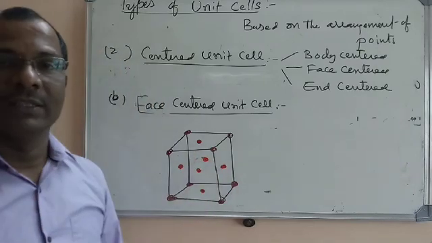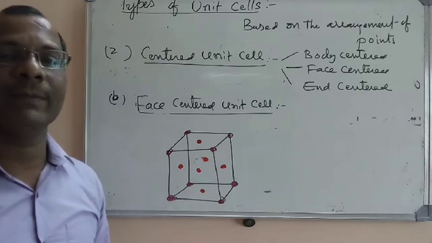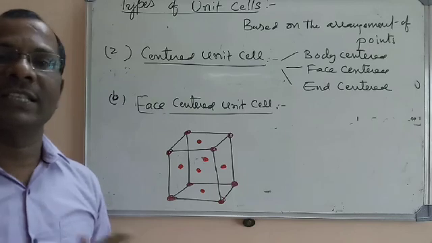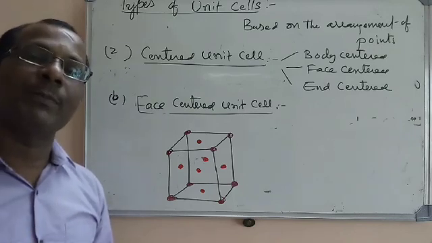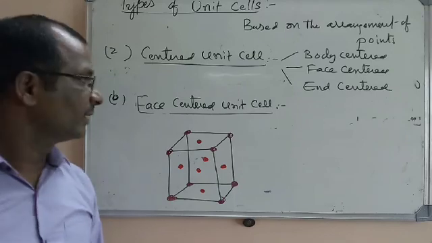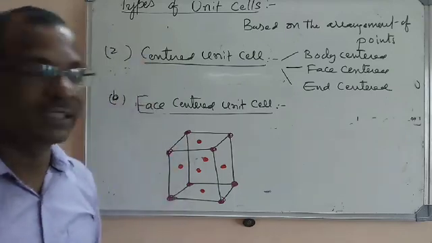If you imagine a room of cubical shape, it will have 6 faces: 1 roof, 1 floor, and 4 walls. If you keep 1 point at the center of each face, in addition to 8 corners, 8 points, then it is called a face centered unit cell.